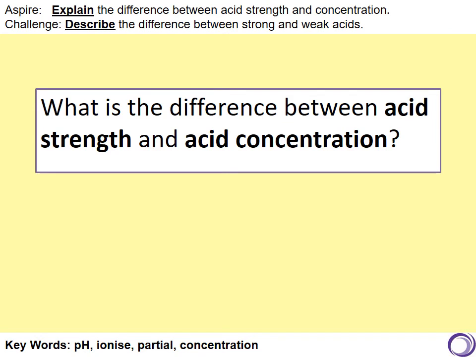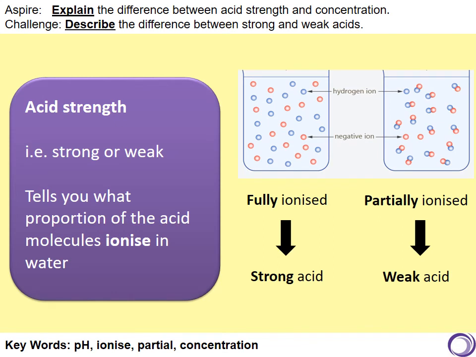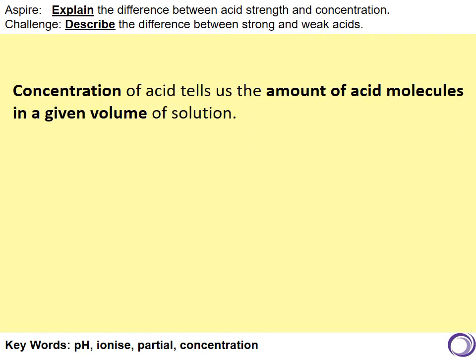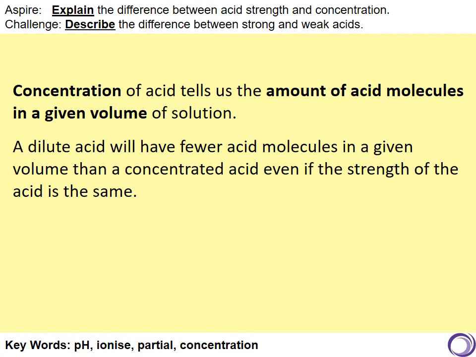So far we've talked about the strength of an acid, but what do we mean by the concentration of an acid? Because these things are quite different. So if we've got a strong or a weak acid, we know that that means they are fully or partially ionized. But concentration is something quite different. Concentration tells us the amount of acid molecules in a given volume of solution. A dilute acid will have fewer acid molecules in a given volume than a concentrated acid, even if the strength of the acid is the same.